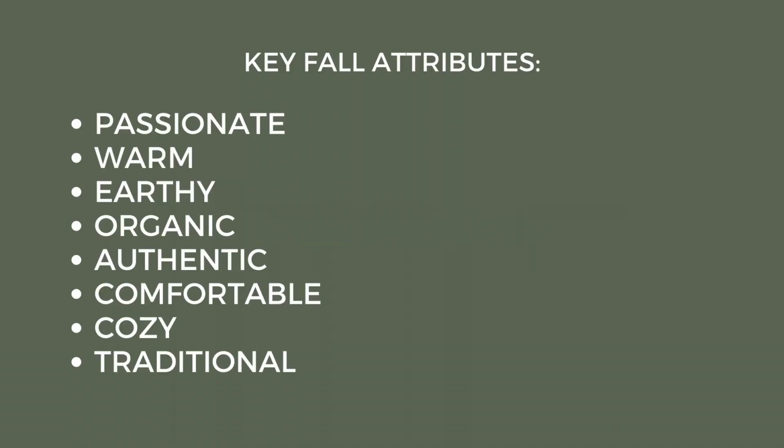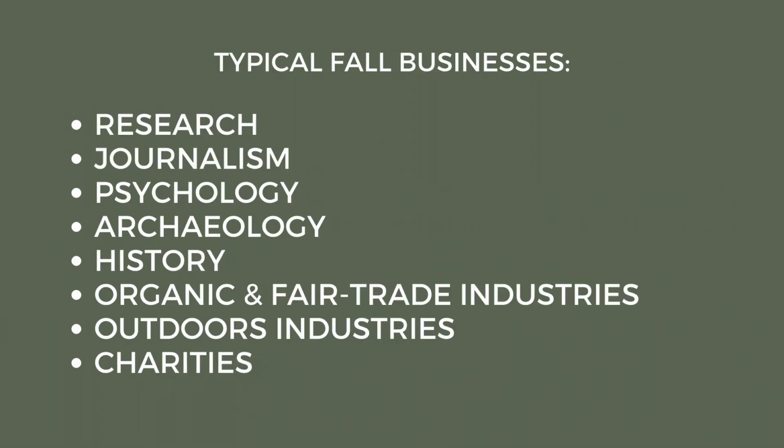They love tradition. They love academia and nostalgia and collecting old items. So some key fall attributes that Fiona describes for this type of brand are passionate, warm, earthy, organic, authentic, comfortable, family, cozy, tradition. So typical autumn brands in different business industries are research, journalism, psychology, archaeology, or history, but also organic and fair trade businesses that are rooted in the outdoors industries or animal industries or communities and charities.